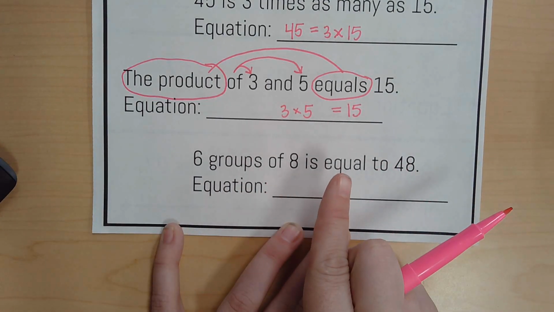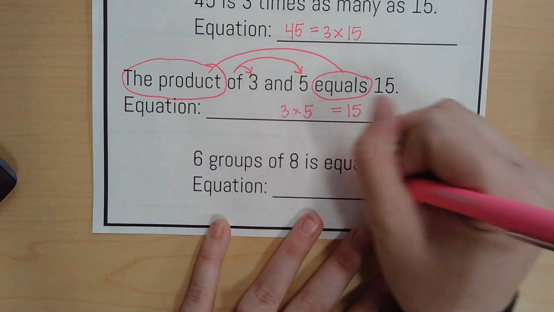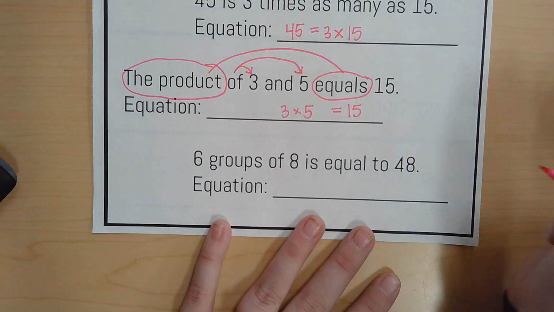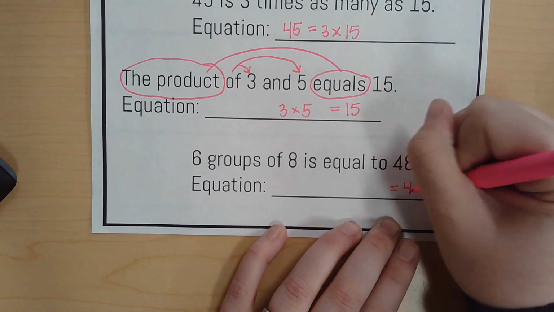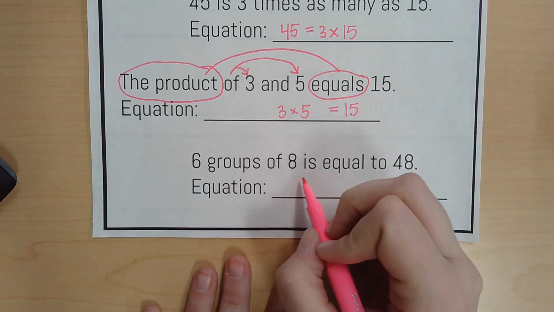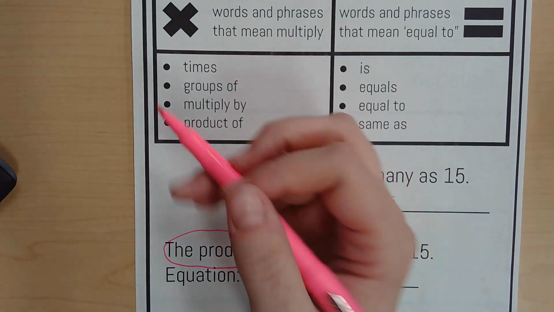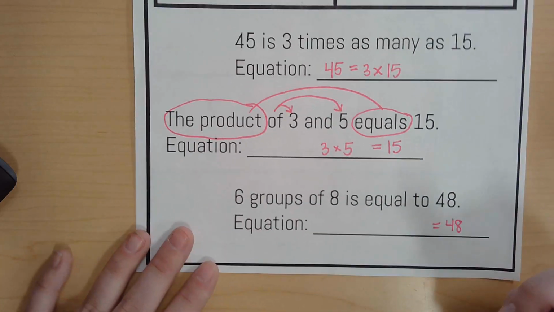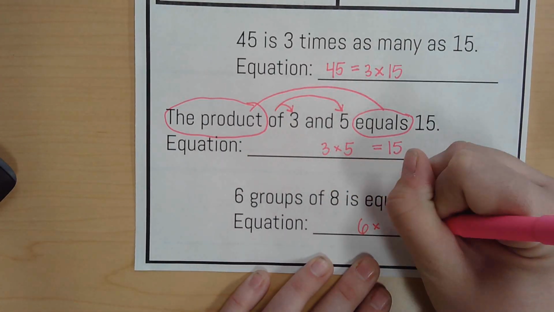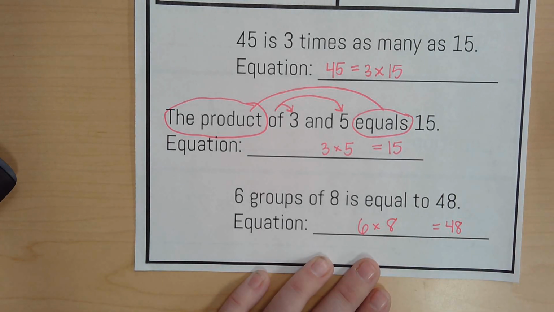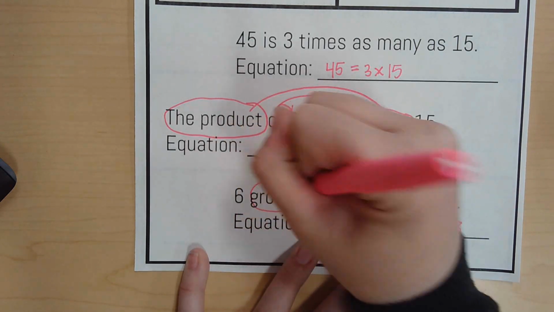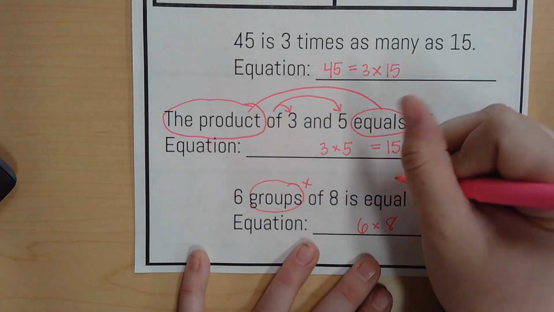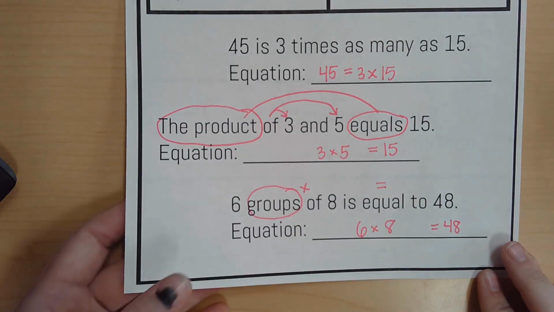6 groups of 8 is equal to 48. So I always look for the equal or the "is" first to help me. So 6 groups of 8 is equal to 48. If I look up here for my hints, "groups of," so that means I'm going to do 6 times 8 equals 48. Okay? So groups is another hint of multiplication, and then here's our equal. Okay? You can go to the next page.